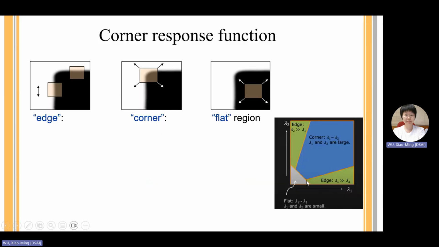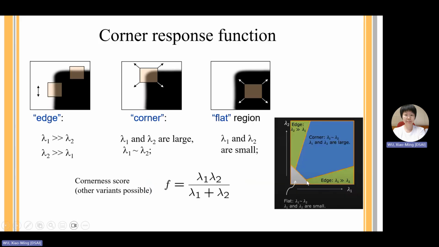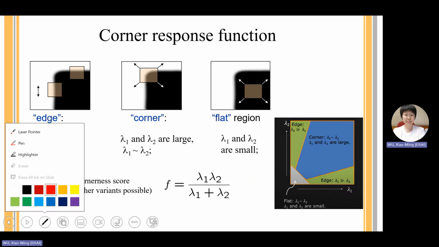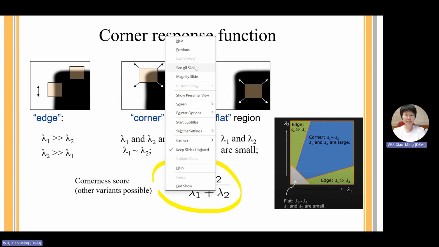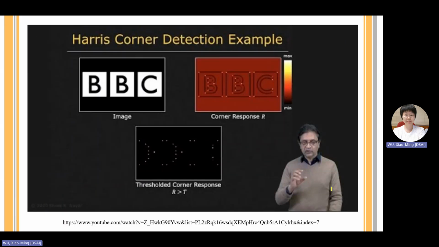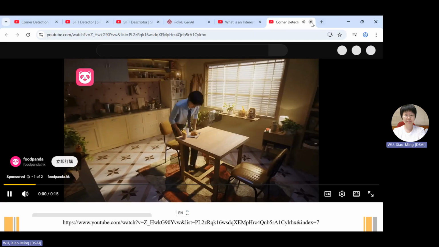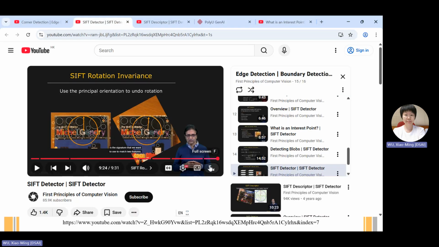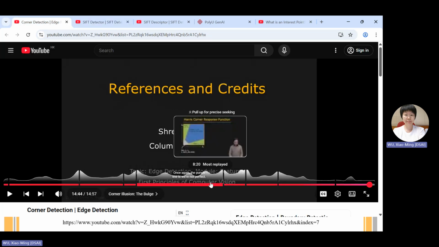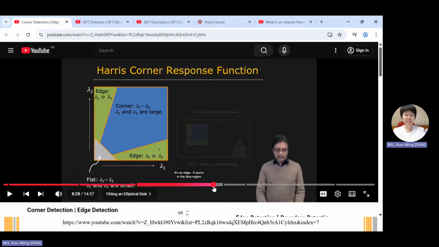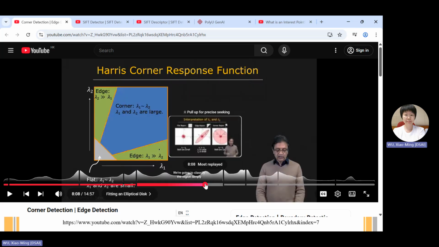Okay, now back to corner detection. And as I mentioned, this function is just one alternative. It's just one way to compute cornerness score. And there are other alternatives. For example, I think it should be this one. Corner detection. There are other alternatives.